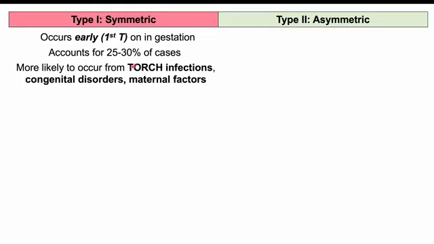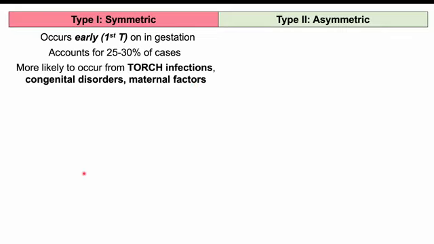So these can include TORCH infections. So again, those congenital infections that occur early on in development can lead to type 1 or symmetric fetal growth restriction. We can also see it with certain congenital disorders, so trisomy 18 is one of those, and we can also see it with certain maternal factors like malnutrition. So something that was occurring early on in development or some large or global insult to the developing fetus can lead to type 1 or symmetric fetal growth restriction.